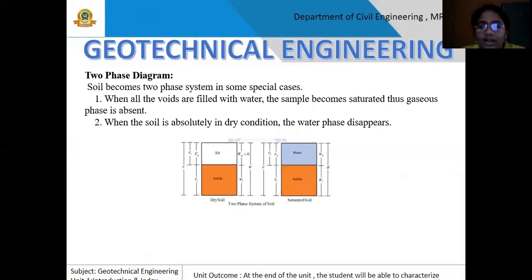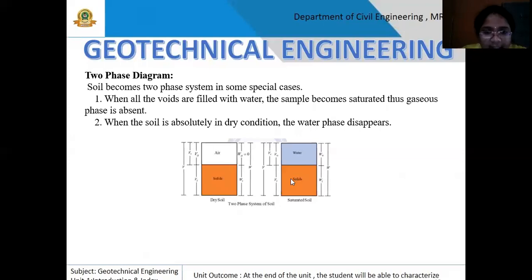In that case, the soil is said to be saturated. That means it does not have any air, it only has water in the voids. Then the three-phase system changes into the two-phase system shown on the right side, that is the saturated soil.